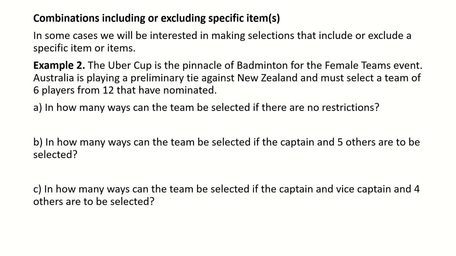Alright, in some cases we want to exclude certain people, items or objects. The Uber Cup is the pinnacle of badminton for the female team's event. Australia is playing in a preliminary final tie against New Zealand and must select a team of 6 from a group of 12 that have nominated. In how many ways can the team be selected if there are no restrictions? With no restrictions, we have 12 players and we're choosing groups of 6. We can simply use our calculator for that. So 12 C 6, and we've got 924 combinations of choosing groups of 6 from 12 players.